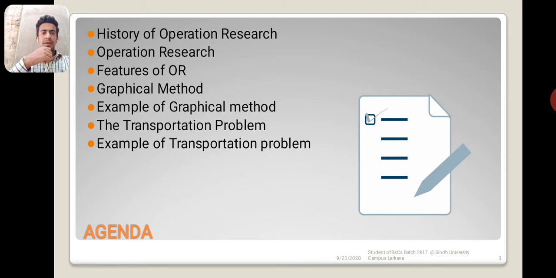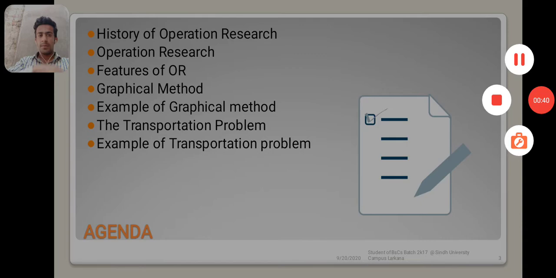History of Operation Research, features of OR, graphical method, example of graphical method, the transportation problem, example of transportation problem.